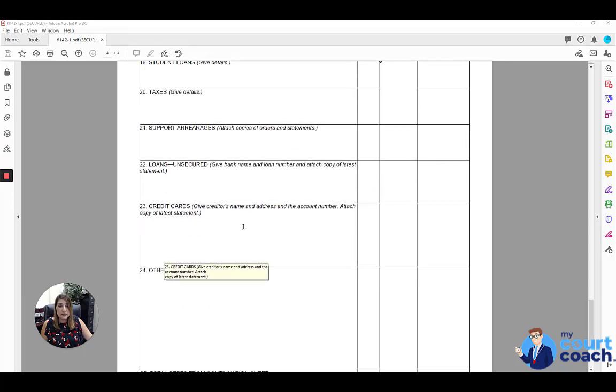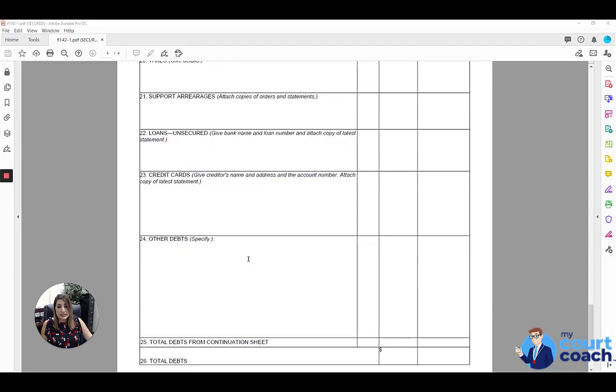Credit cards. You may have more credit cards than they have space for here, but you can either continue it into 24 other debts, or as I said earlier, you can attach a separate sheet of paper to include that. But in any case, you want to list the name of the creditor and the account number. I don't think, again, address is very important. And then attach a copy of the latest statement that supports the figures you're listing.